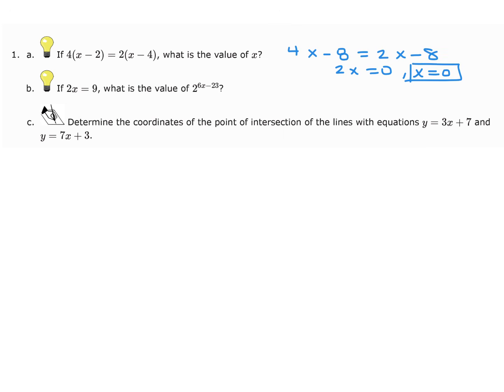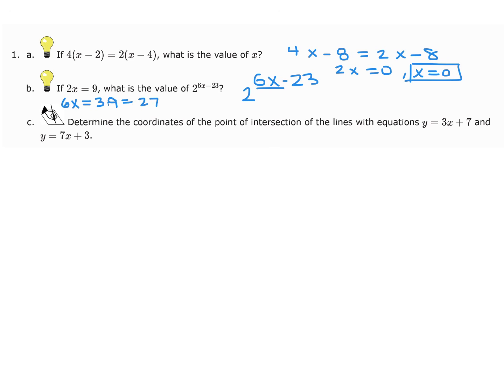2x is equal to 9. What is the value of 2 to the power of (6x minus 23)? Well, if 2x equals 9, and this has, it's really small, 6x minus 23. Let me enlarge it. That 6x we could probably get from this 2x. Just multiply both sides by 3 and you'd get 6x. And then the other side would be 3 times 9, which is 27.